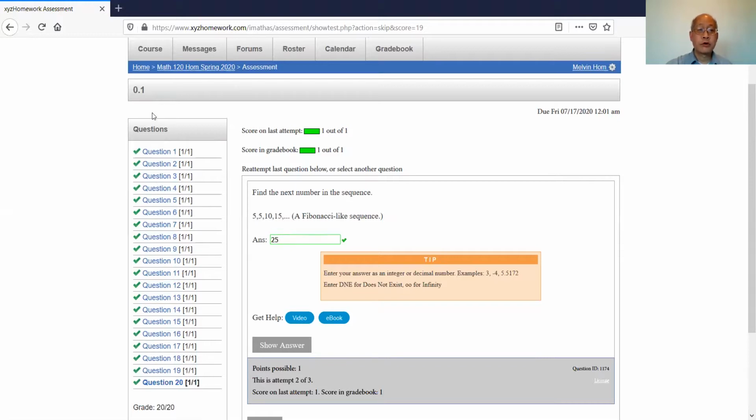And that does it for 0.1. So it looks like we're all done for 0.1. And we're done with that entire section there. Okay, so that pretty much does it for section 0.1.